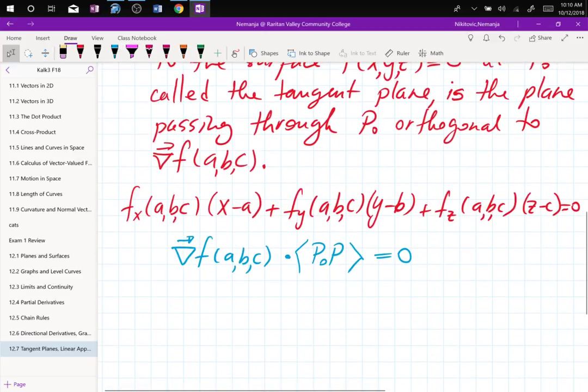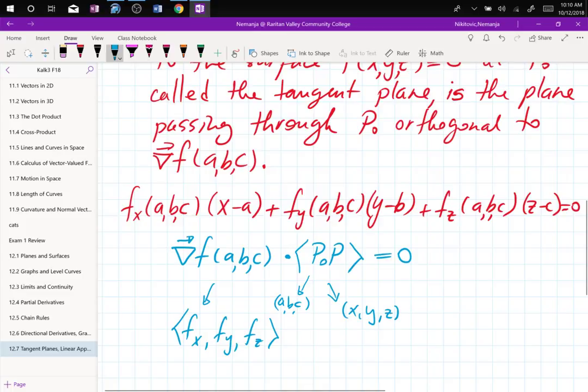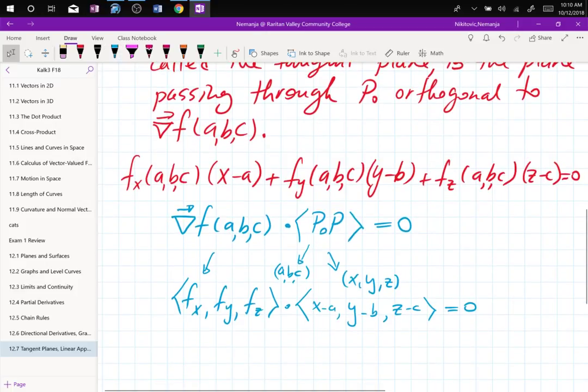So we know that the gradient is f_x, f_y, f_z. We know that the point p0 is a, b, c. And we know that the point P is x, y, z, because that's any point. So that's dotted by, and now you have your x minus a, y minus b, and z minus c. And because we want them to be orthogonal, its dot product is 0, and when you do the dot product you get the exploded version up there.